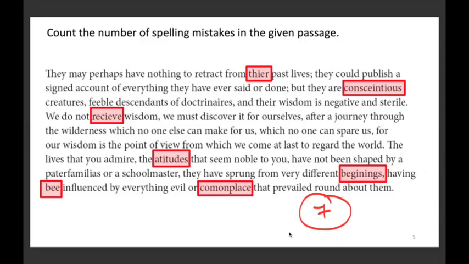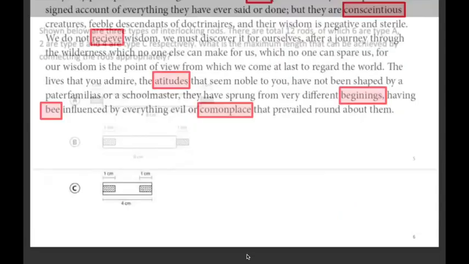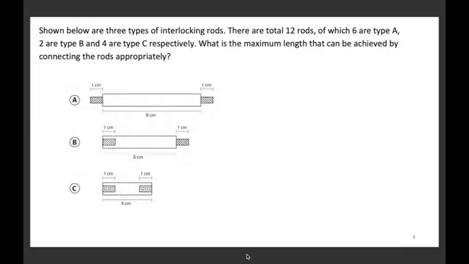Moving to the next one. Shown below are 3 types of interlocking rods. There are a total of 12 rods, of which 6 are type A, 2 are type B, and 4 are type C. What is the maximum length that can be achieved by connecting the rods?